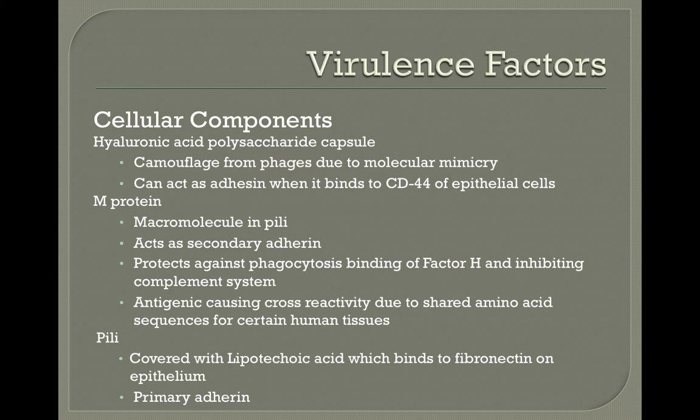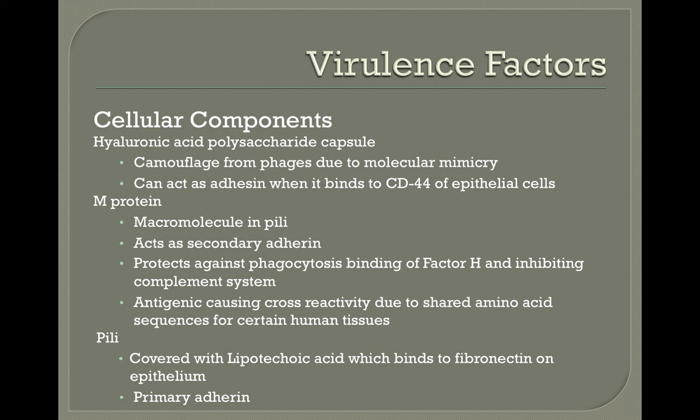S. pyogenes causes a lot of different diseases, and that's mainly because it has a lot of virulence factors, and some of those are cellular components. So first we have the hyaluronic acid polysaccharide capsule that camouflages the bacteria from phagocytes. This is due to molecular mimicry. It's very similar to human tissue. It can also act as an adhesive. It can stick and bind, especially to the CD44 of epithelial cells.